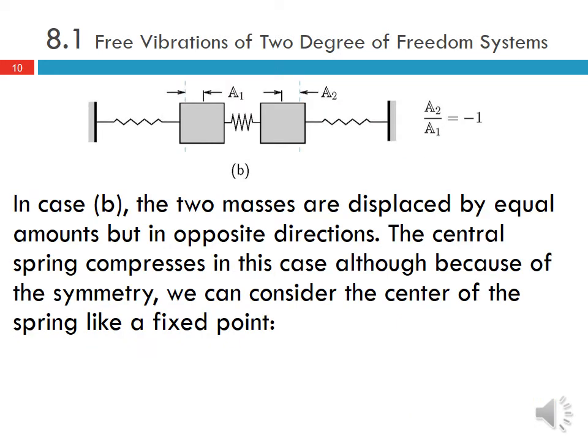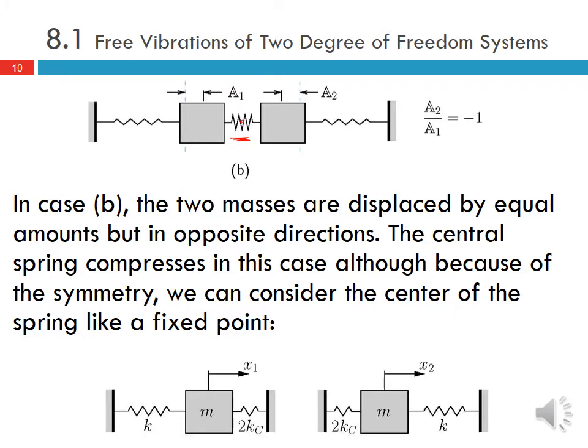Now in case B, the 2 masses are displaced by equal amounts, but in opposite directions. So the central spring compresses, but because of symmetry, we can actually consider the center point of that spring like a fixed point. So we could represent it like something like this, where the center point here is like a fixed support.